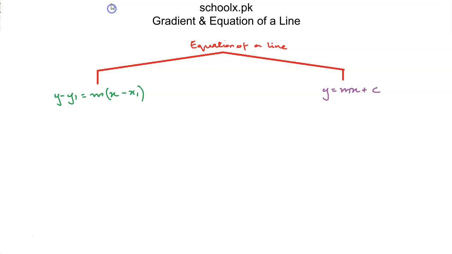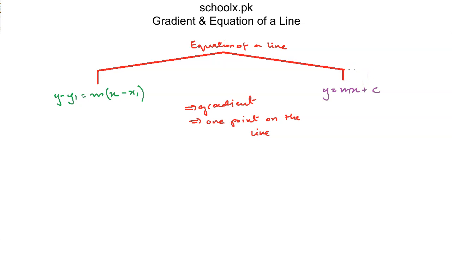Now on to finding the equation of a line. To find the equation of a line, you need the gradient of the line and one point on the line. Anywhere it may be, but it must be on the line, any point on the line, right? And you can use these two formulas. You can use either one of them to find the equation of a line. You get the same answer.